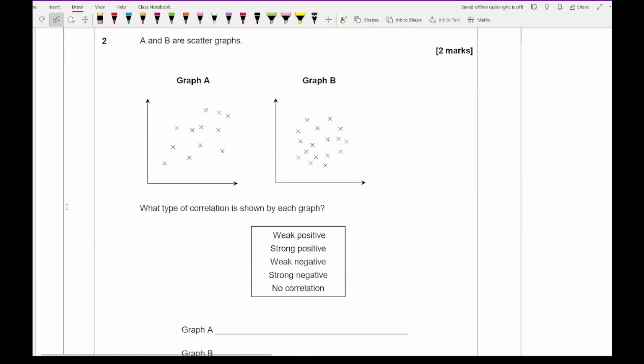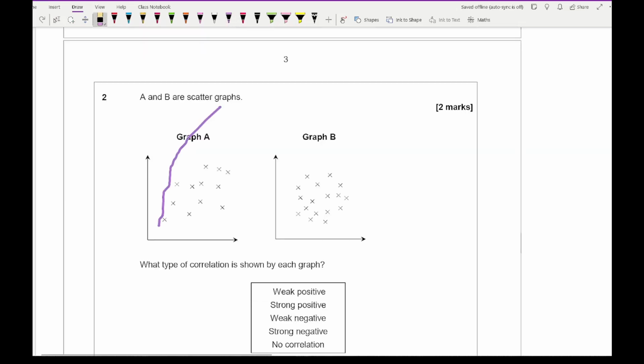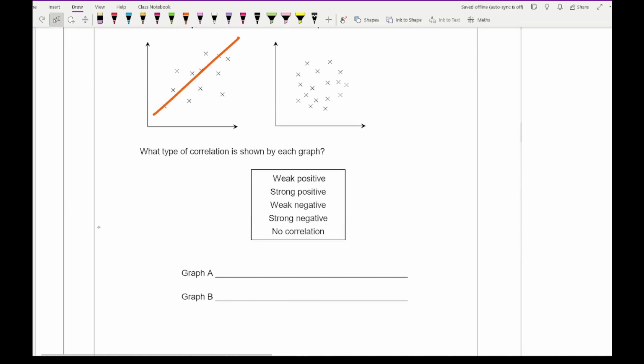Then moving on to question 2, it says A and B are scatter graphs. It asks what type of correlation is shown by each graph. Well, for A, if I draw a line of best fit freehand, I can see it's got positive correlation, but not strong. So I would say it's got weak positive correlation. Then for B, there is absolutely no correlation at all, so I just need to write that.